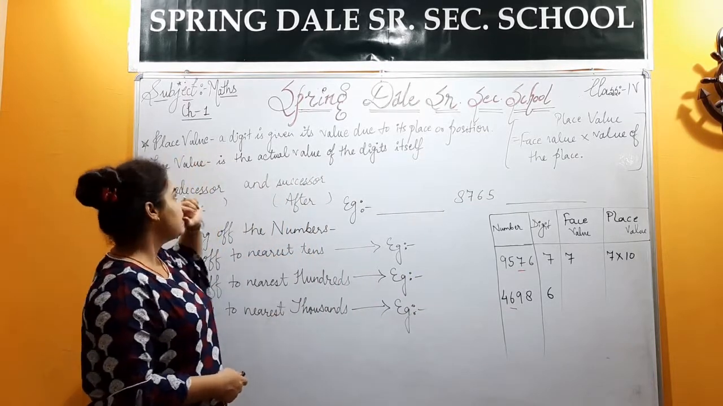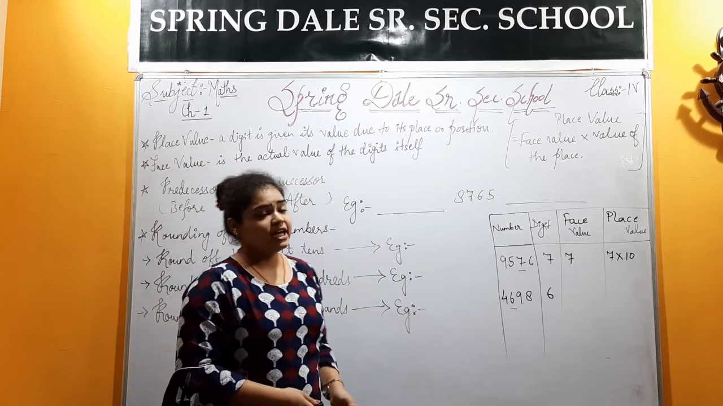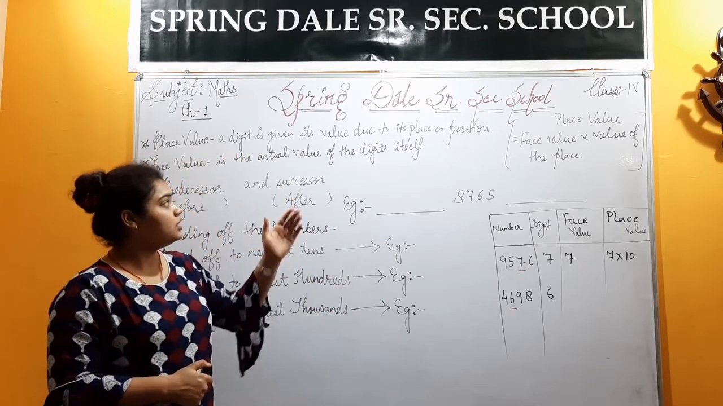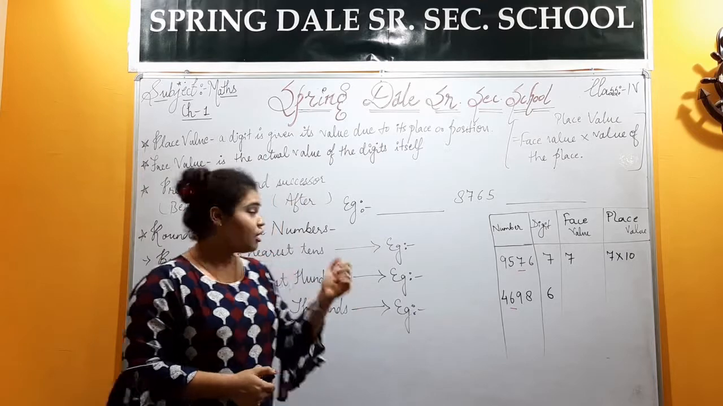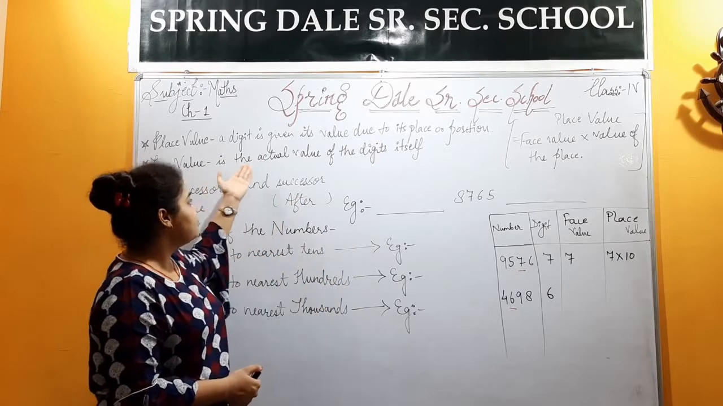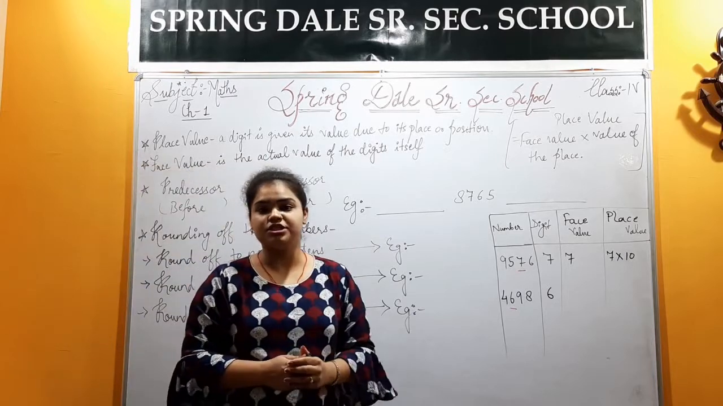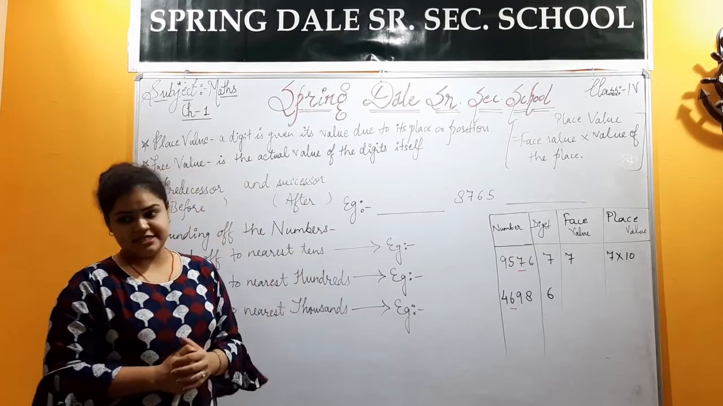Now what is the place value? A digit is given its value due to its place and position. Next, face value. Face value is the actual value of the digit itself.